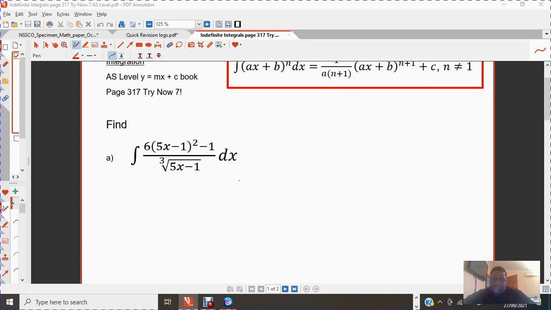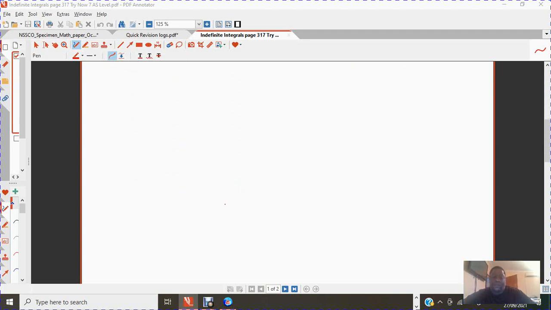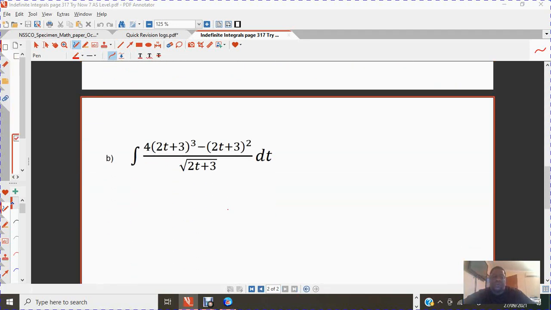And then the second one, so I'm going to scroll down so that you can also write it down. You're supposed to integrate the quantity 4 multiplied by (2t plus 3) cubed minus (2t plus 3) squared, upon the square root of 2t plus 3, with respect to t.